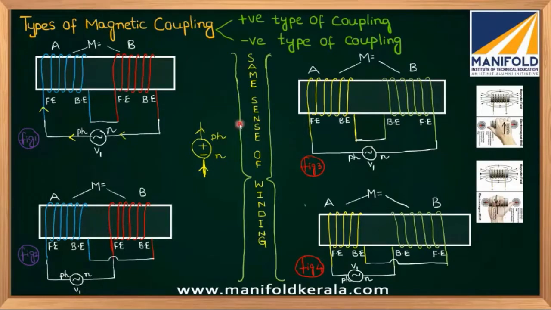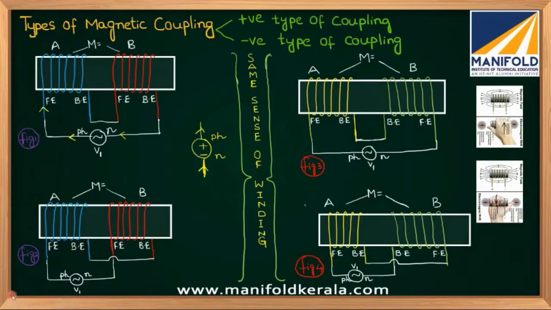There's a reason, guys, everybody, why I gave a flower bracket for figure number 1 and figure number 2. I gave a flower bracket for figure number 3 and figure number 4. In the middle, I wrote what? Same sense of winding. That means 1 and 2 have the same sense of winding, and 3 and 4 have the same sense of winding. Is it clear, everybody? Now let me start my subject.